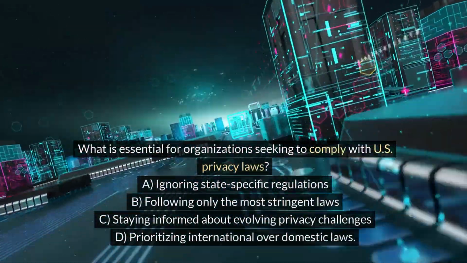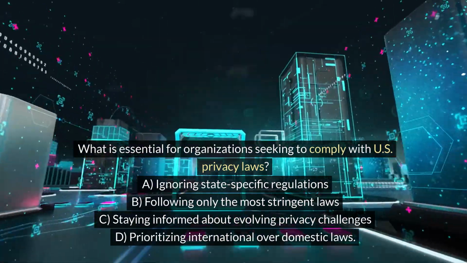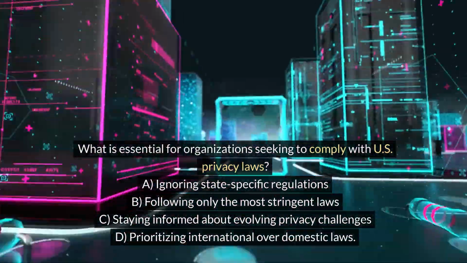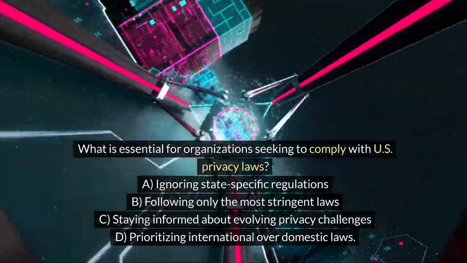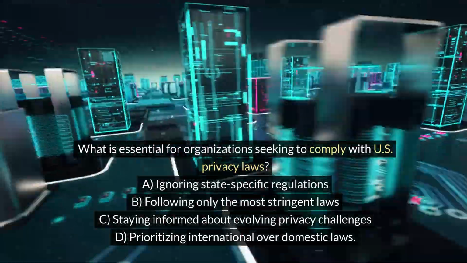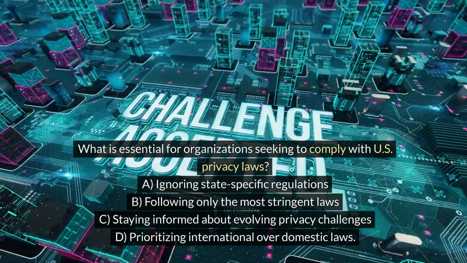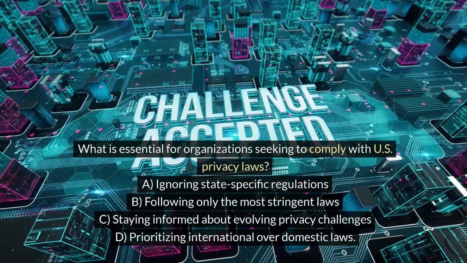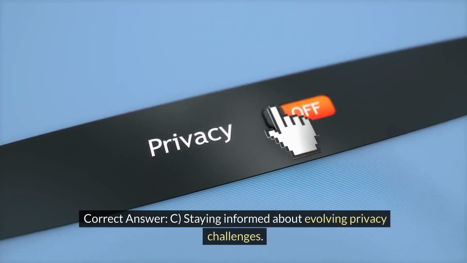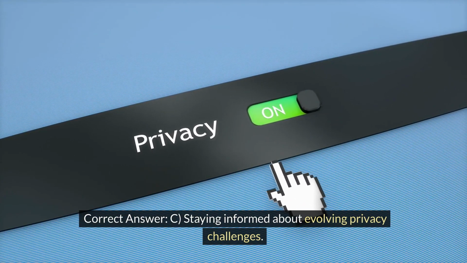What is essential for organizations seeking to comply with U.S. privacy laws? A. Ignoring state-specific regulations. B. Following only the most stringent laws. C. Staying informed about evolving privacy challenges. D. Prioritizing international over domestic laws. Correct answer: C. Staying informed about evolving privacy challenges.